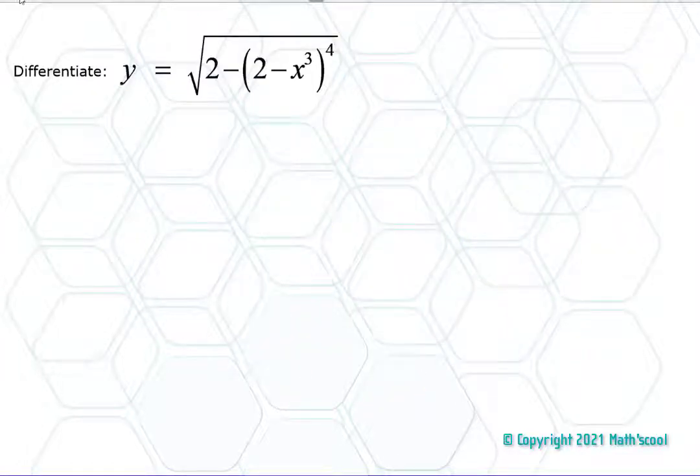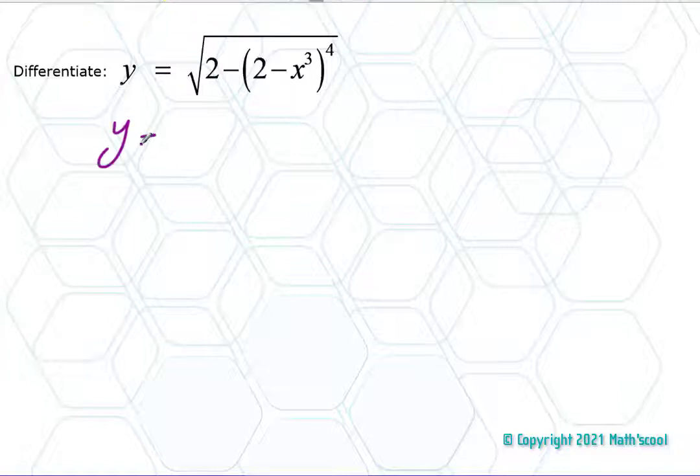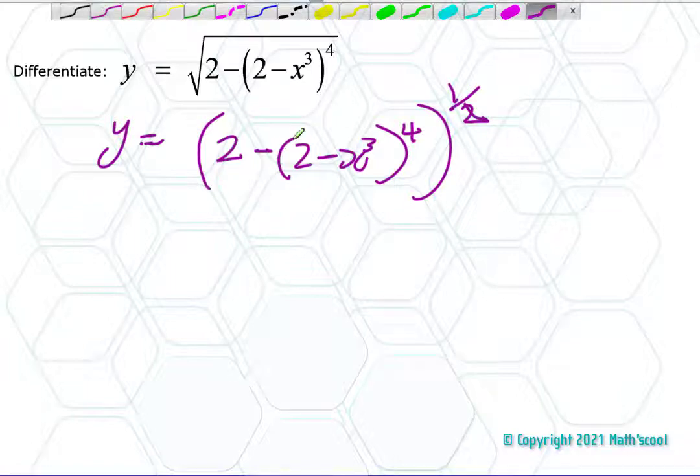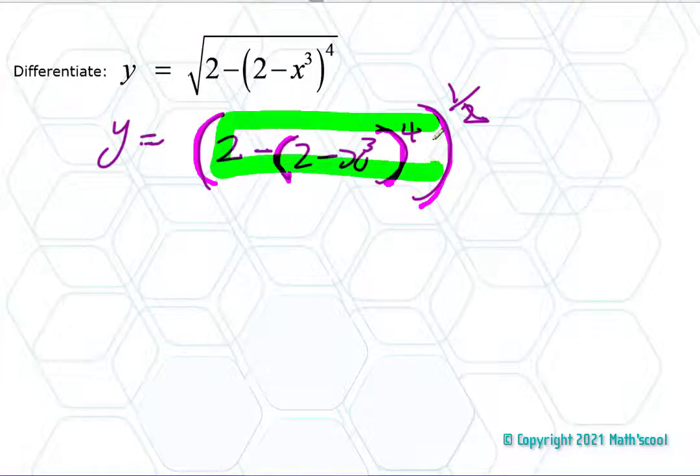Again, you have a situation, I can see already, even though it's not written out fully yet, it's going to be a double application of the chain rule. So y equals (2 minus x cubed) to the power 4, all to the power half. So all of your x's are inside a set of brackets, but that's inside a second set of brackets. So take the bigger set of brackets, replace everything inside that bigger set of brackets with u.